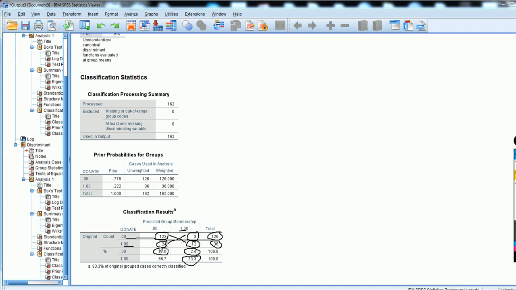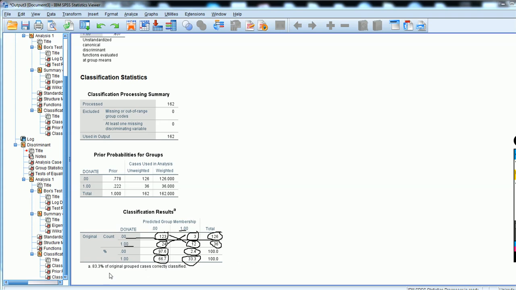And so in this particular case, you've got roughly 67% of the cases who actually were observed to express an intention to donate, 66.7% were incorrectly predicted not to express an intention to donate.